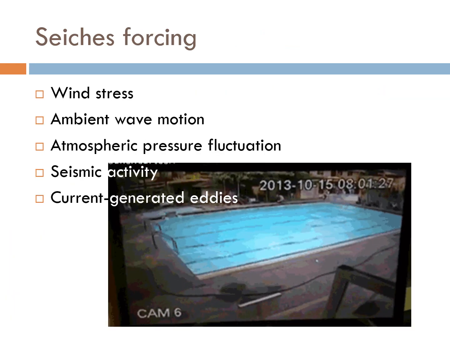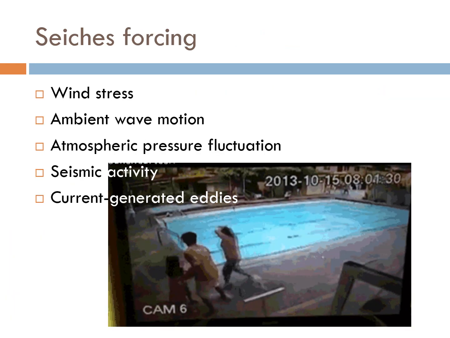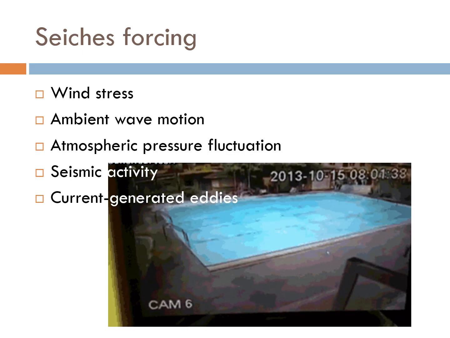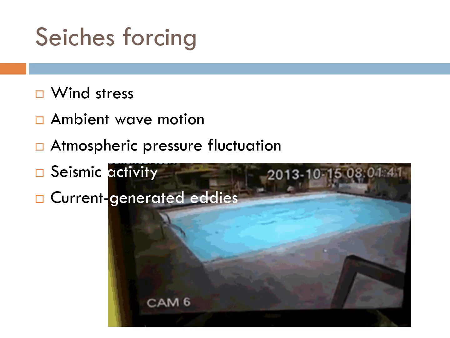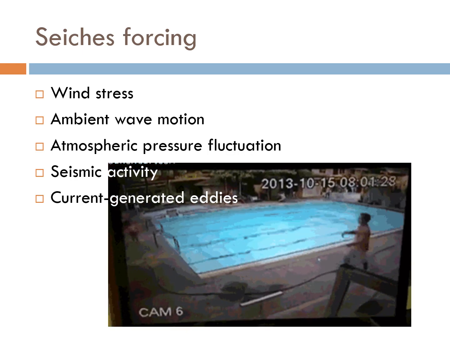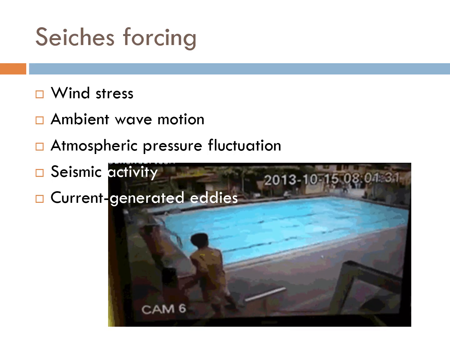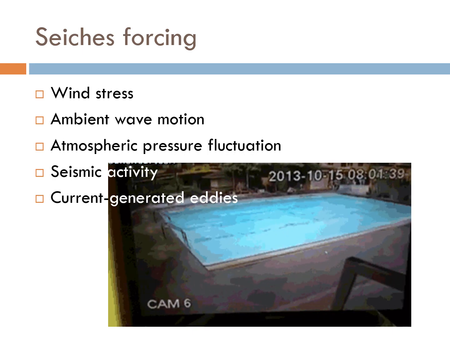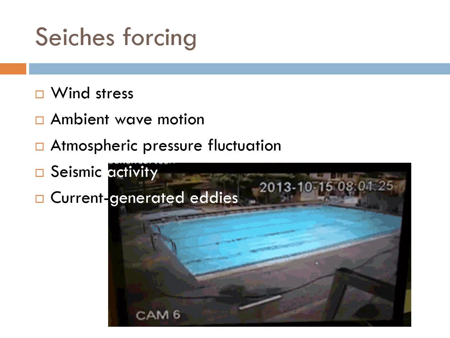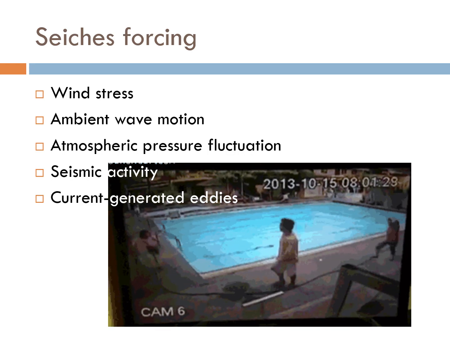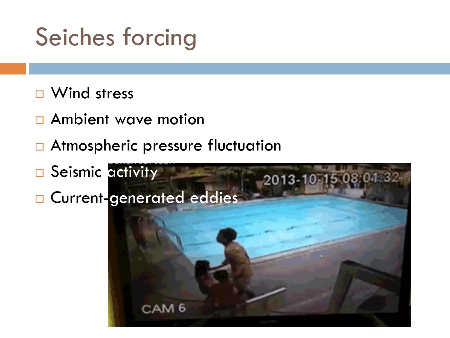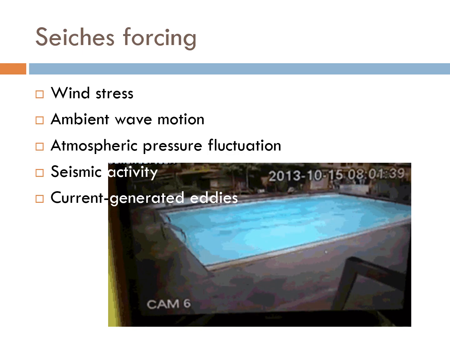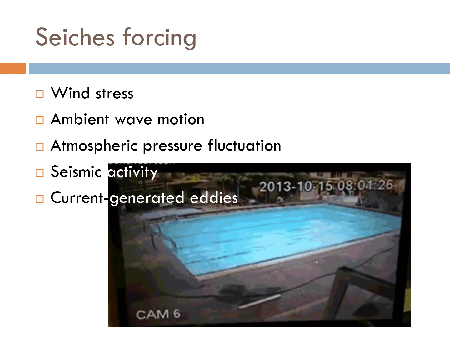Now, other than wind stress, seiches can also be induced by waves, by atmospheric pressure changes, by seismic activity like earthquakes, or current-generated eddies. Here on this GIF, we are looking at a seiche happening in a swimming pool due to an earthquake. You can see how the water is rising alternately on either end of the swimming pool, and it is splashing over to the side of the pool.